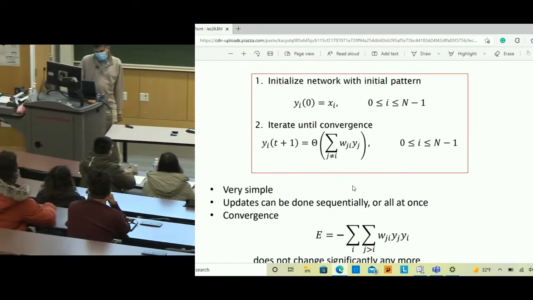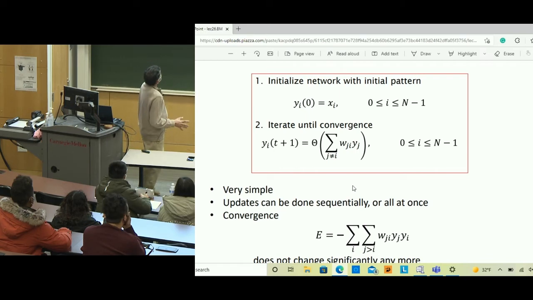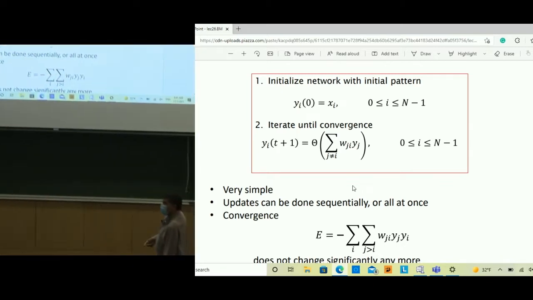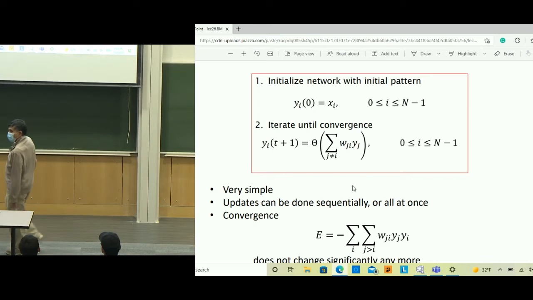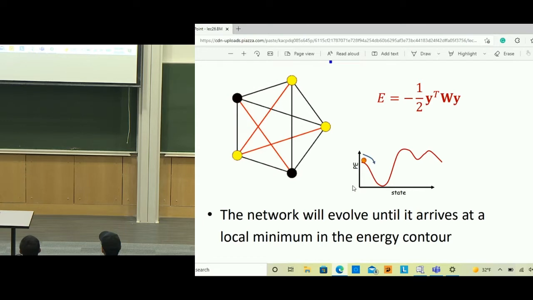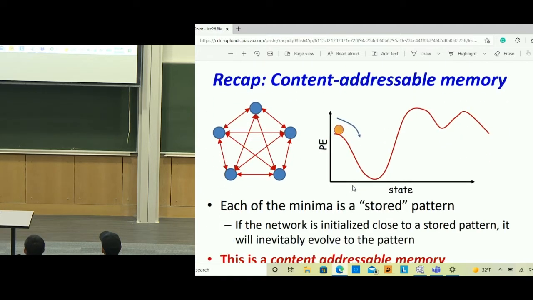We also saw how to set it up. You would go through the network, and each neuron is going to try to align itself to the local field. These updates will continue until the energy of the system converges. All of these we saw, right? So the evolutions continue until the energy arrives at a local minimum. So you have an energy contour that's got local minima. If you start off at any point, the network will begin to evolve. The bits will begin to flip, and the whole thing will stop once you arrive at a local minimum.